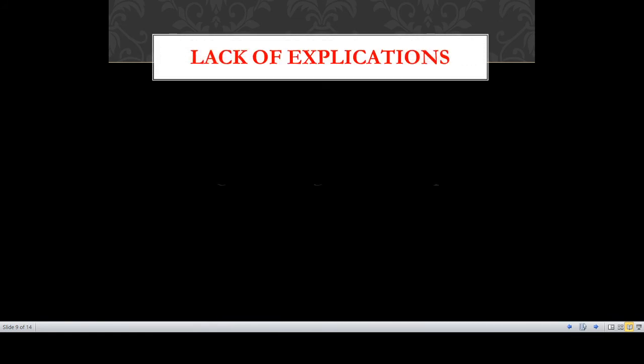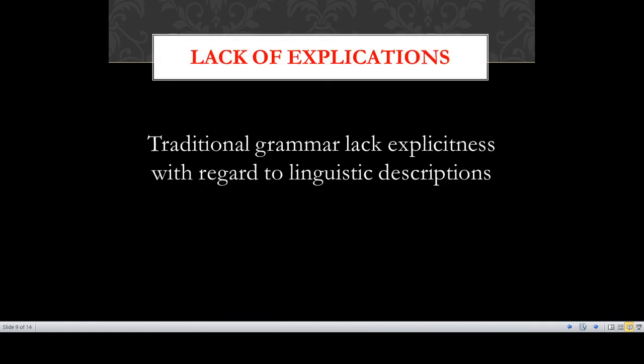Then comes another kind of fallacy or failing or demerit. Explicit statements are those which are clearly and unambiguously stated. So traditional grammars lacked explicitness with regard to linguistic description. It was structuralists who made explicit statements which could be easily tested and proved. There was no explicitness in traditional grammars. Everything that they define, everything that they describe, as we have already seen, the criterion and the logic, everything is mixed up. So it was structuralists who gave clarity and coherence to statements and rules and theories which they described in terms of the users of a language.